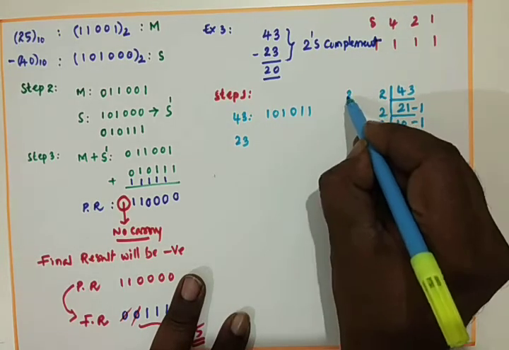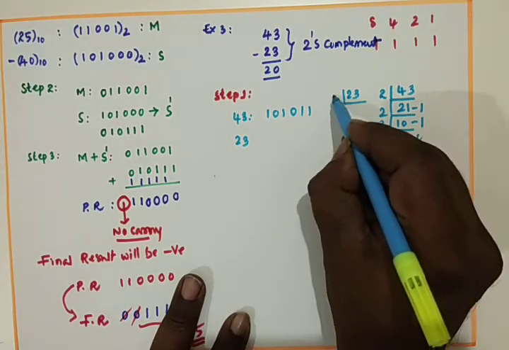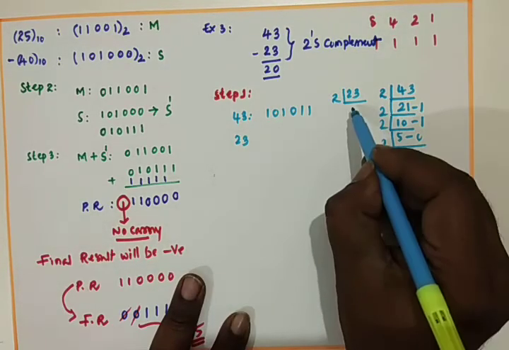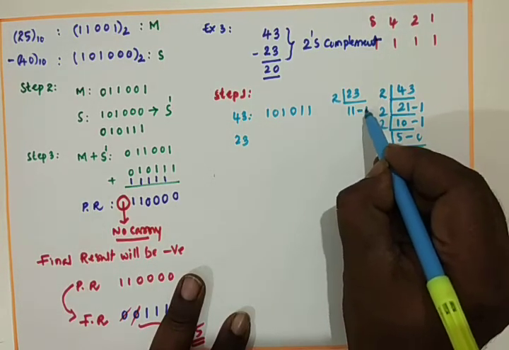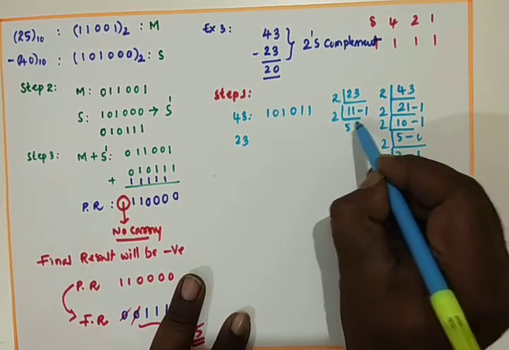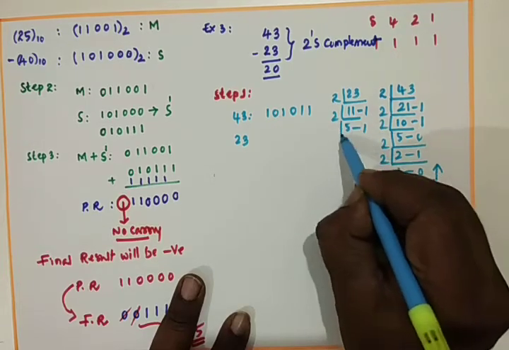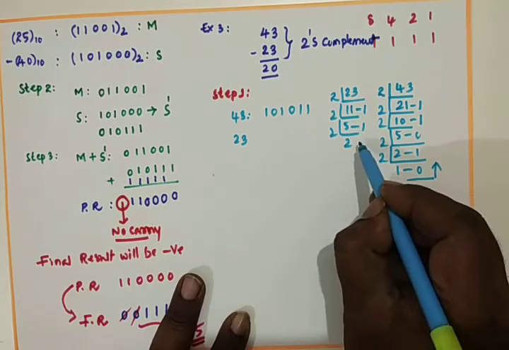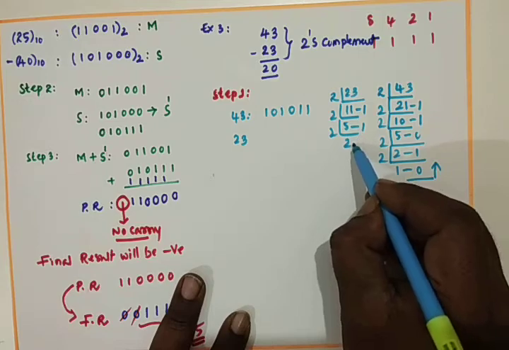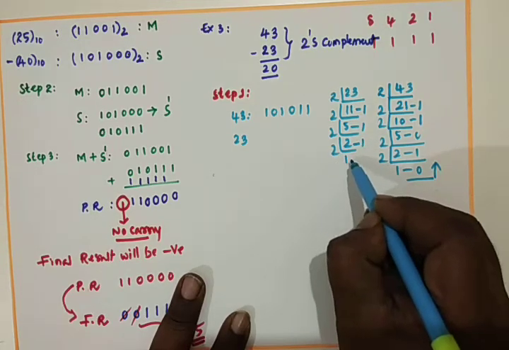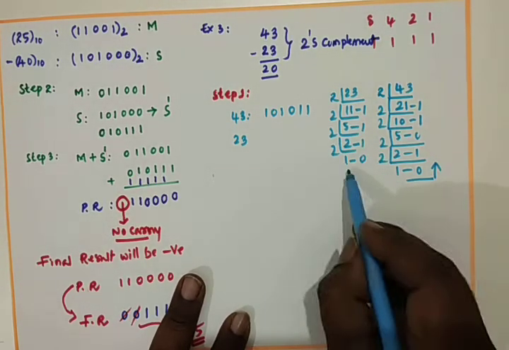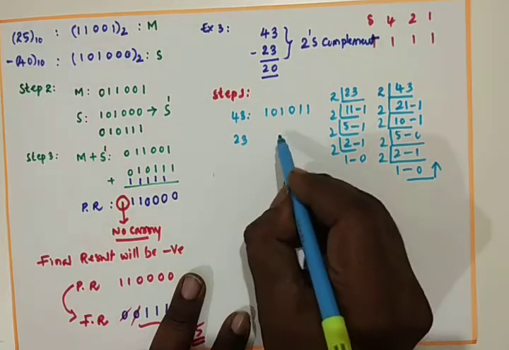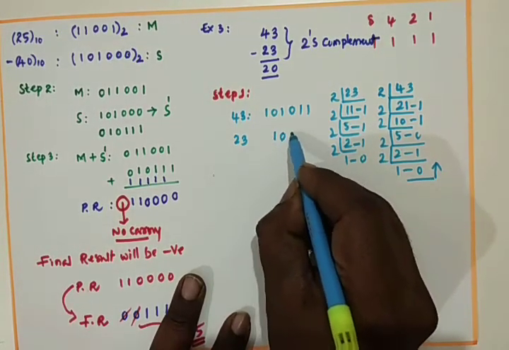23, take 23 now. 23 successively divided by 2. 2 11s are 22 and remainder is 1. 2 5s are 10 and the remainder is 1. 2 2s are 4 and the remainder is also 1. And 2 1s are 2 and remainder is 0. That is 10111.